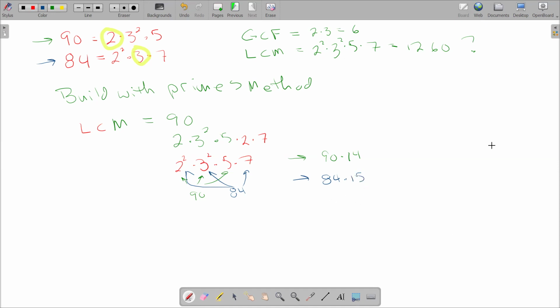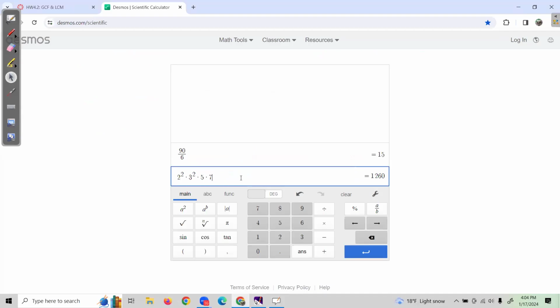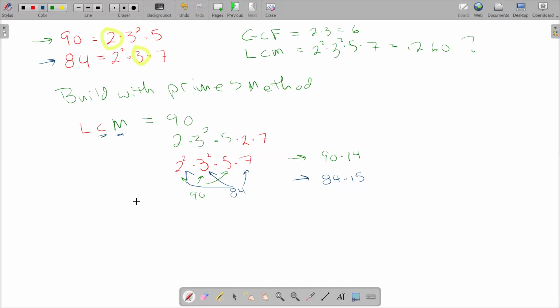Let's double check to see if this works. So I want to double check. What is 90 times 14? What is 84 times 15? And it should be, if all works out, 1260. So 90 times 14 and 84 times 15. Cool. I think I did it. I found the multiple of 90 that's also a multiple of 84. So I definitely satisfied the common multiple idea.